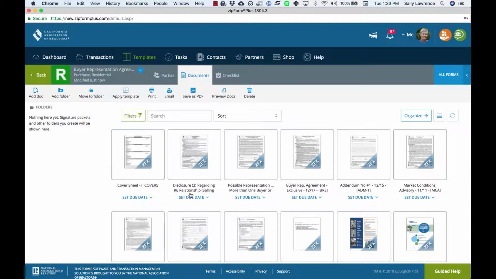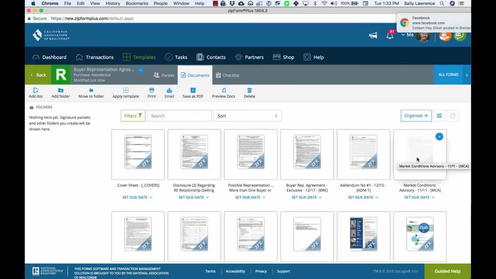So, in a buyer representation agreement package, we will have disclosures regarding agency relationship. We'll have a disclosure regarding the possible representation of more than one buyer or seller. And we have separate videos in the series on both of these documents. Then we have the buyer representation agreement itself. And again, look for a separate video on that. We always include addendum number one, which is our easy exit guarantee. We provide an easy exit guarantee to all of our clients in every transaction.